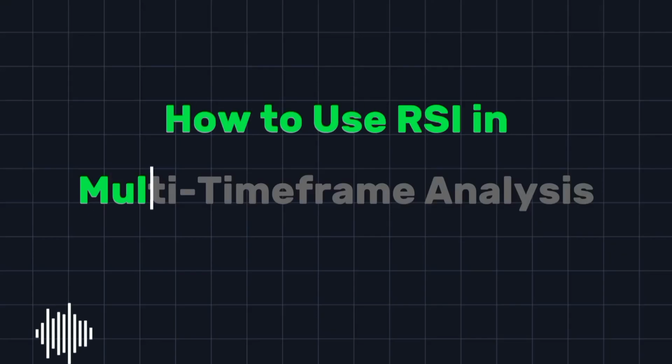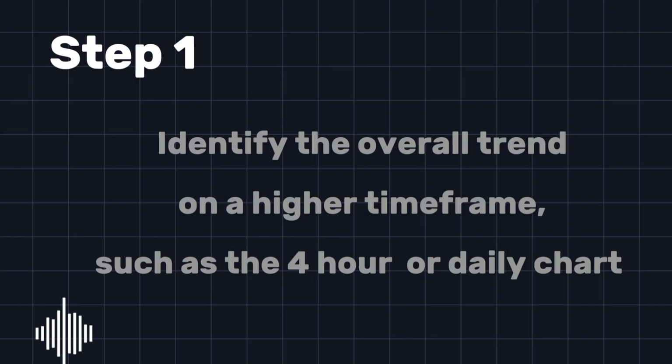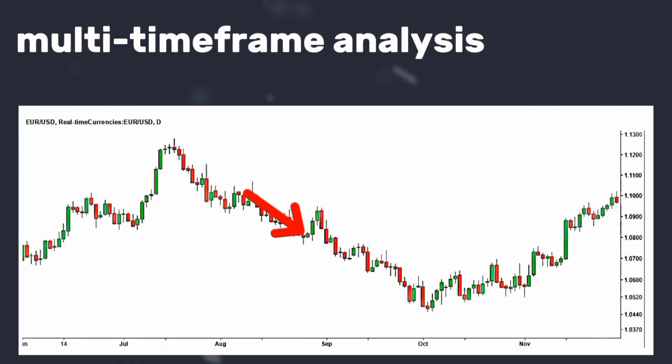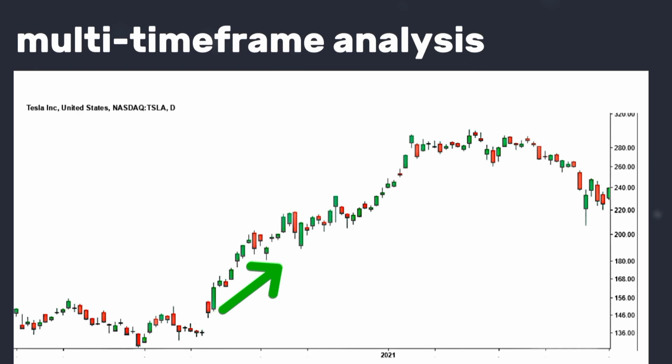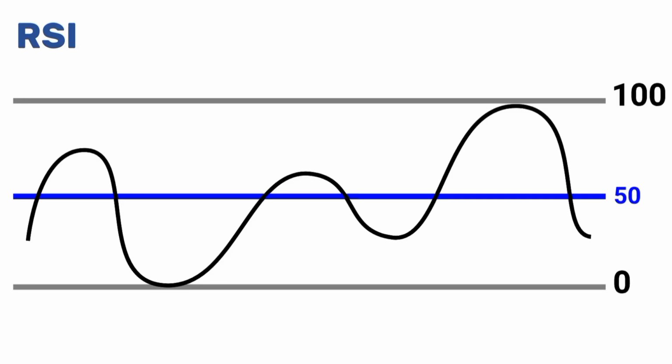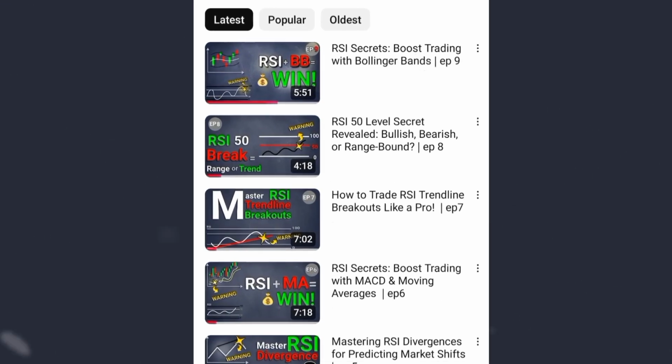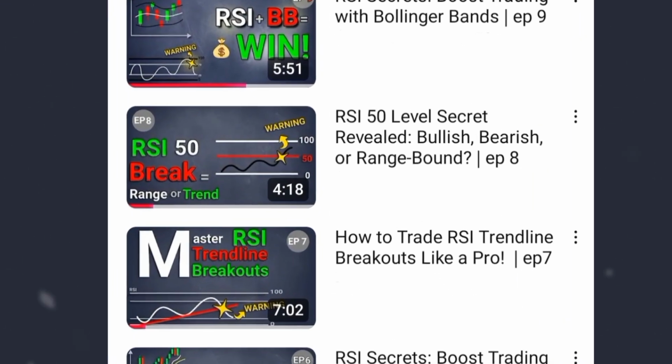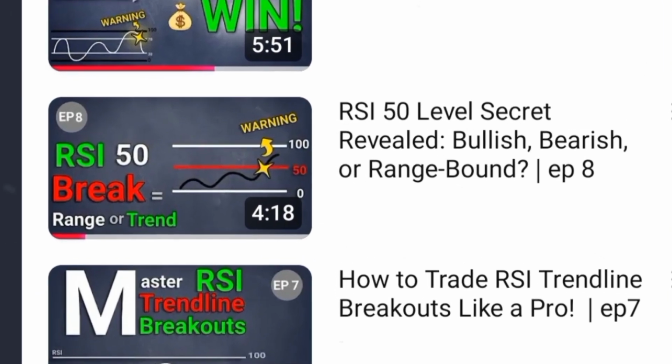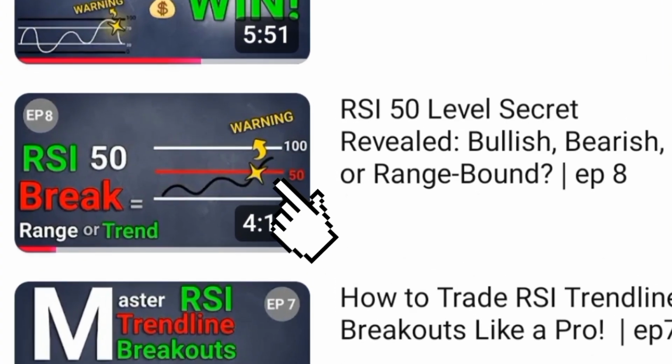How to use RSI in multi-timeframe analysis. Step 1. Identify the overall trend on a higher timeframe, such as the 4-hour or daily chart. In multi-timeframe analysis, the first step is to determine the trend on a higher timeframe, such as the 4-hour or daily chart. To identify the trend, we use the 50 level on the RSI as a key reference point. We have previously discussed the significance of the RSI 50 level and how to use it in trading in a separate video. If you haven't watched that video yet, click the link above to check it out.